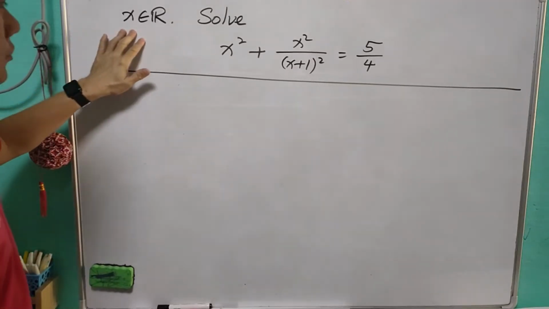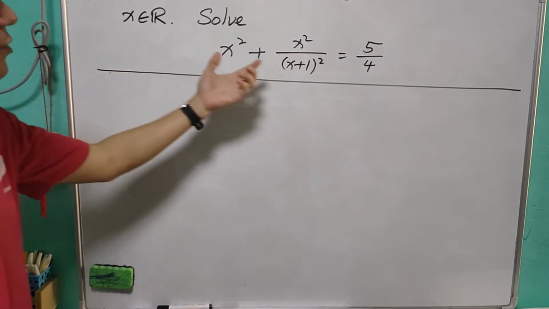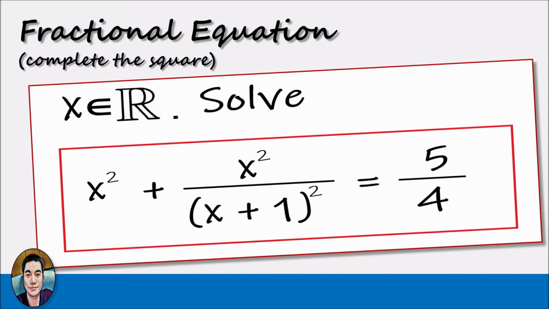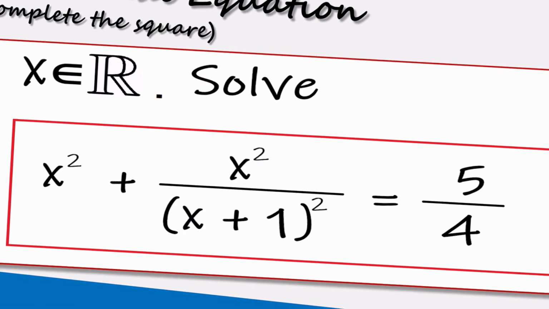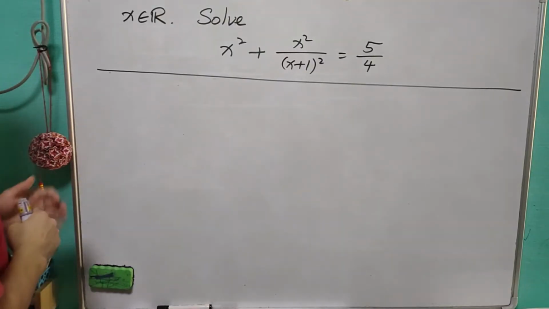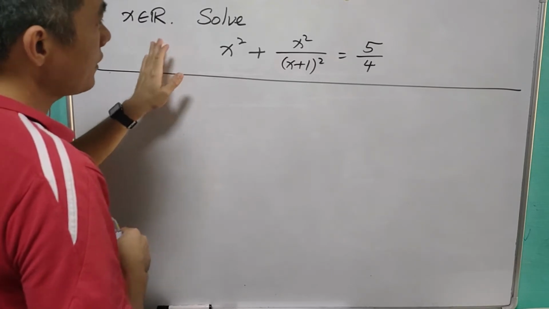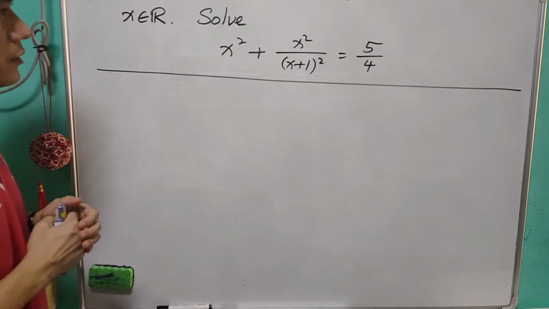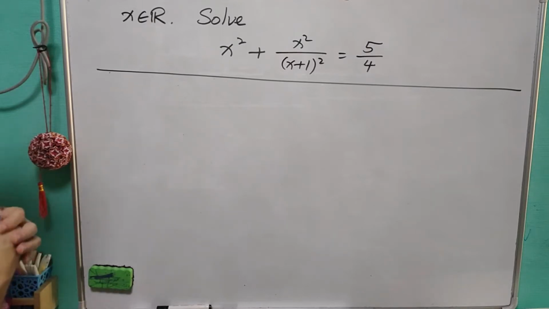This is the question that we are going to solve today. If x is a real number, we are asked to solve the equation. For this equation, if we multiply each term by (x+1) squared, then we will have a polynomial of degree 4. For a polynomial of degree 4, there is no general way to get the answer. We are going to use a different approach to solve the problem.